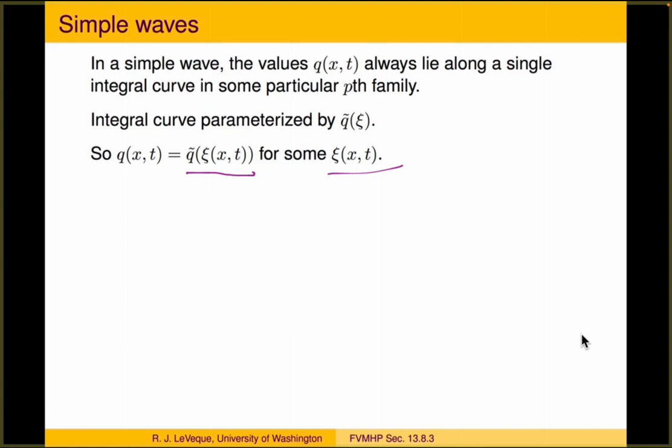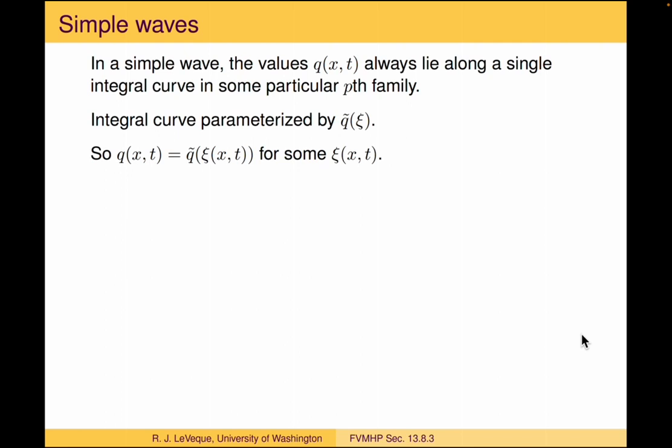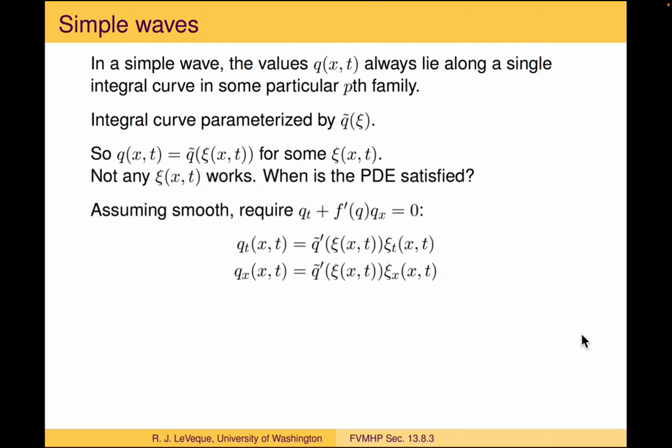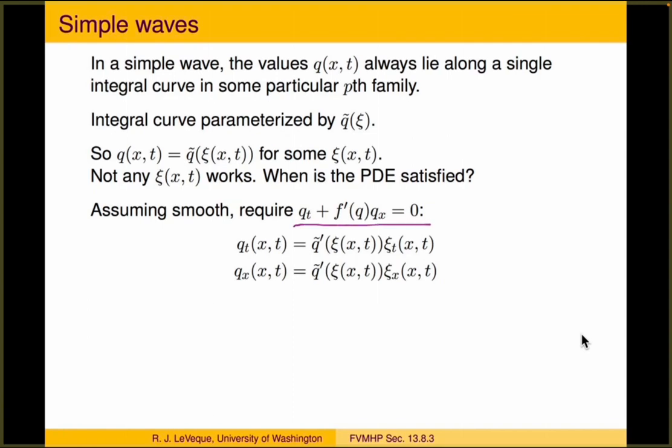But of course, we can't specify xi of x and t arbitrarily. That has to evolve according to the differential equation. So we need to check when this sort of solution actually satisfies the PDE. And since we're assuming things are smooth, we can look at the quasi-linear form here, and with this assumption, we can calculate what q_t and q_x are. They both involve the derivative q tilde prime of xi, the gradient of q with respect to xi, but multiplied then by xi_t or xi_x respectively.